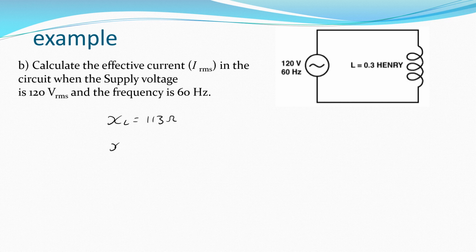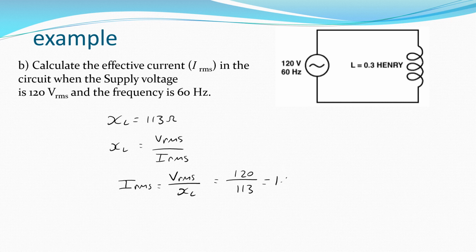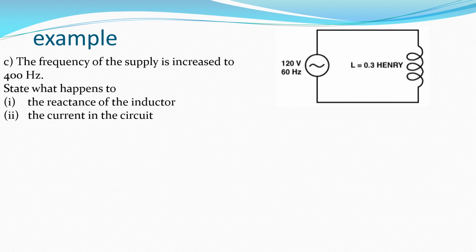Remember that that is also equal to VRMS over IRMS, which we can rearrange, and then just say that IRMS is equal to VRMS divided by XL. So that's 120 divided by 113, it's approximately 1.1 ampere. Next, we're asked to say what happens to the reactance of the inductor and the current in the circuit when the frequency increases to 400 Hertz.